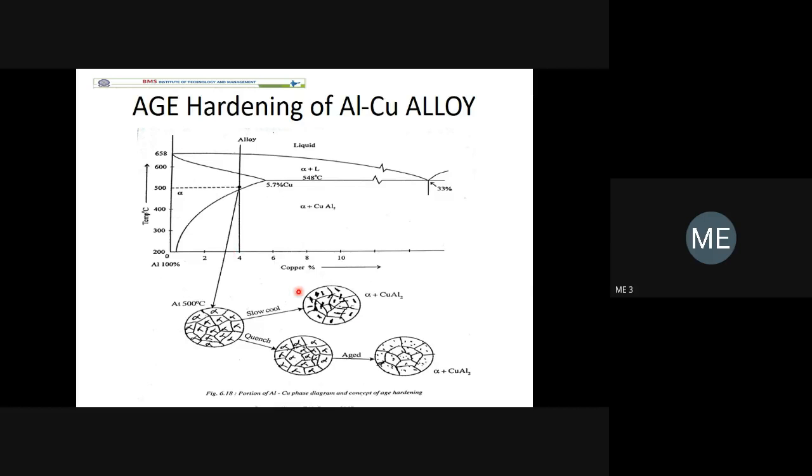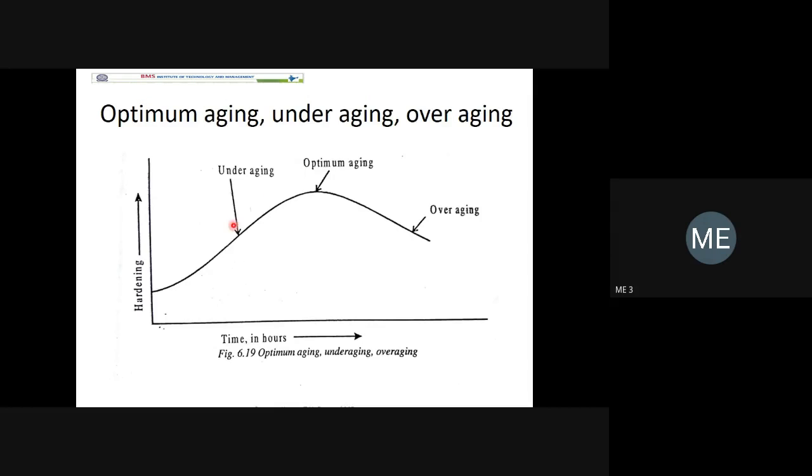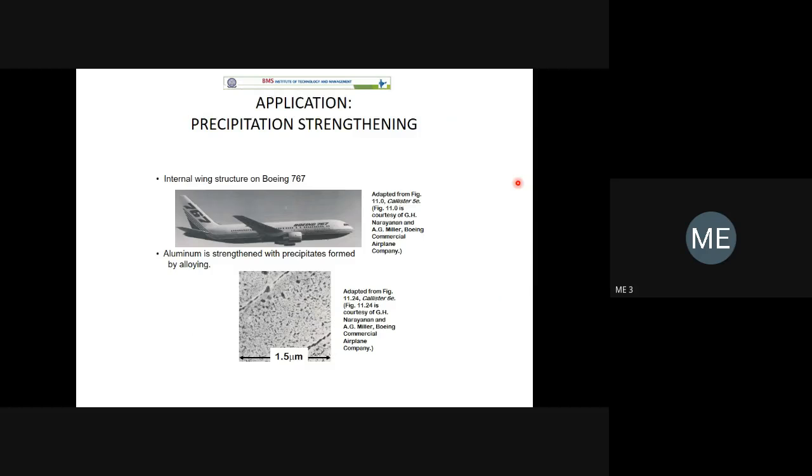For the age hardening process, you have to draw this phase diagram. The y-axis in the phase diagram is temperature, and the x-axis is composition. So you can see here under aging, optimum aging, and over aging. This depends upon how many hours are required. We can classify age hardening into under aging, which means hardening takes place with minimum time. The optimum aging and over aging are all for the given specimen. Everything depends upon the composition, the temperature, and also the cooling rate.